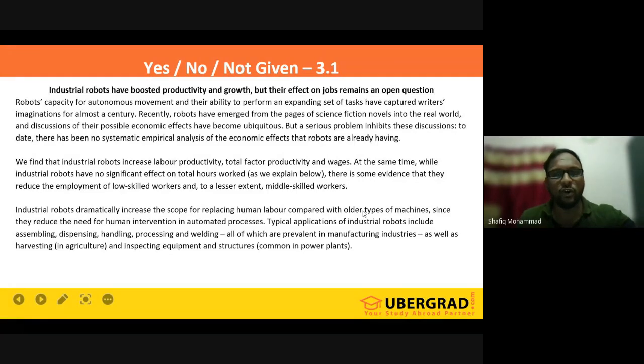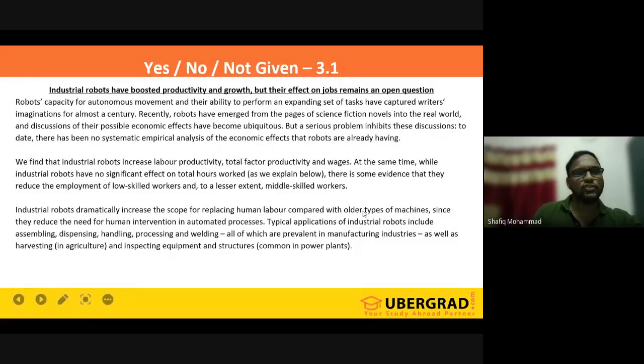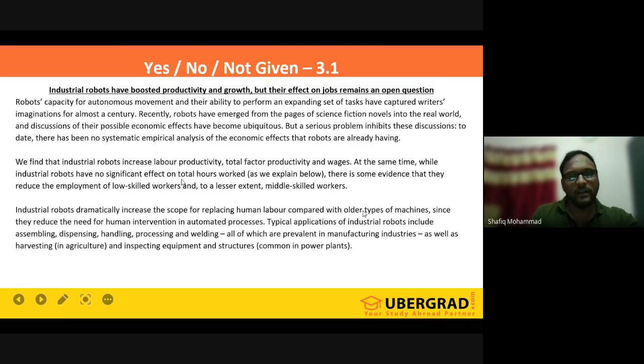So, ma'am, how many votes we got for the last one? So we've got 27 for not given, 9 votes for yes, and 2 votes for no. So yes, it should be not given. Researchers need to undertake the scientific study for economic consequences of robots. There is no mention that they have to study the economic consequences. There is something related to economics here, but that researchers need to take some action regarding it is not given here.